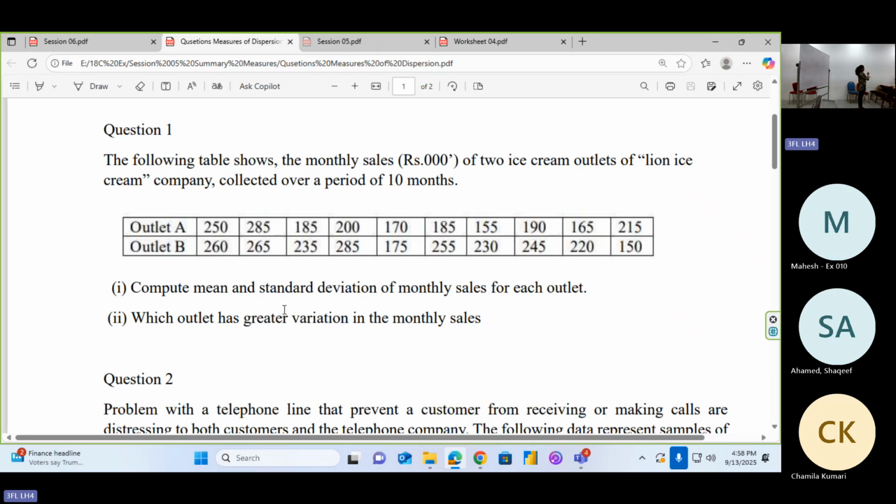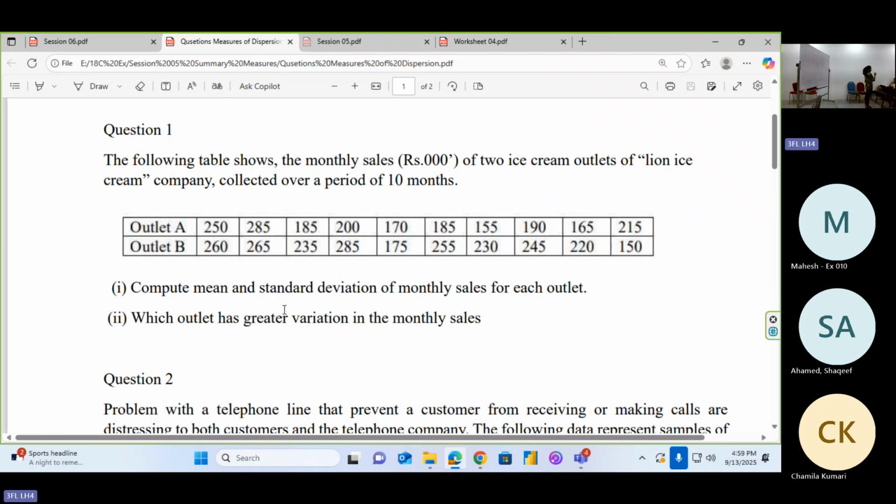Variation is less. During these 10 months, the average value is there and the deviation is less. It's clear? That is the meaning. But comparing outlet A to outlet B, outlet A has the greater variation. Understood? Normally when we need to find out the variability or variation, we require at least 2 data sets. Using one data set, we cannot identify the variation and variability.